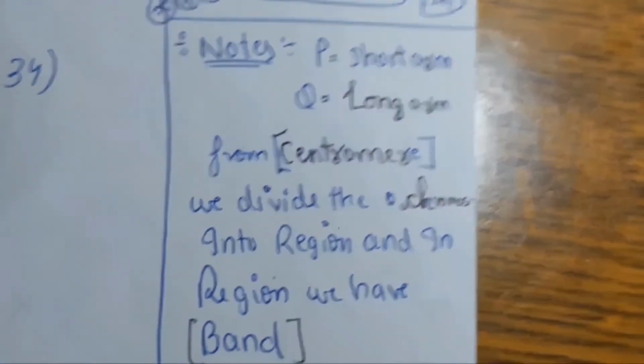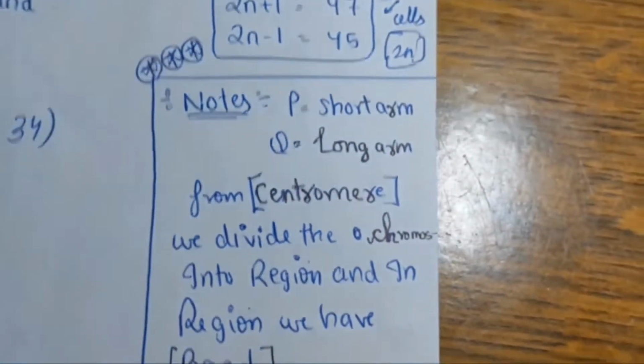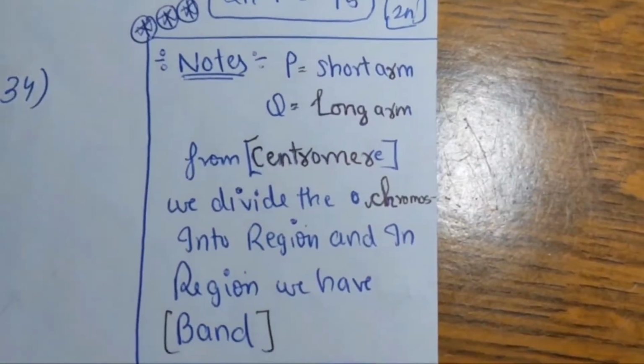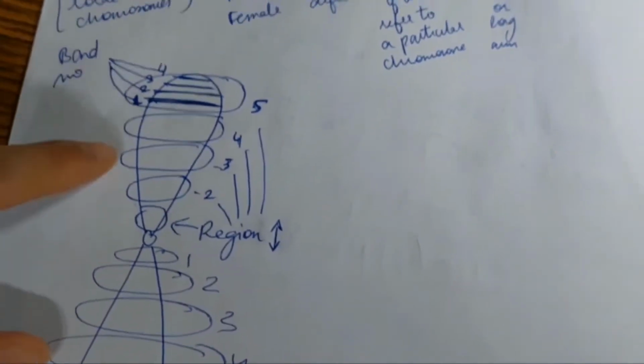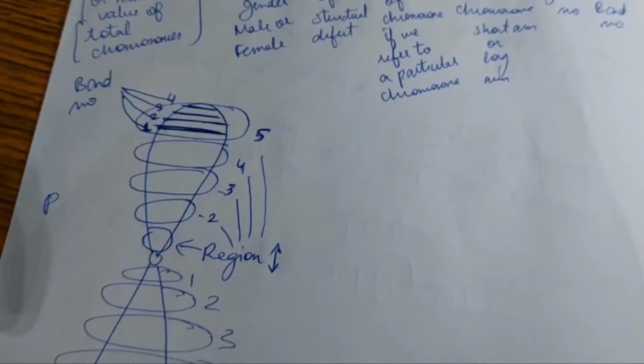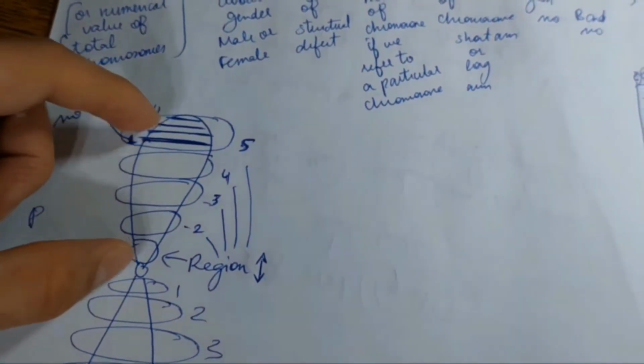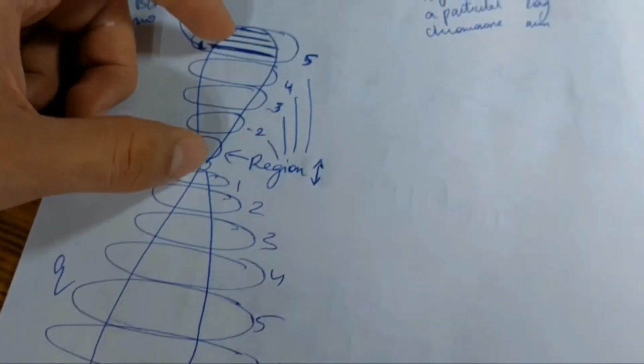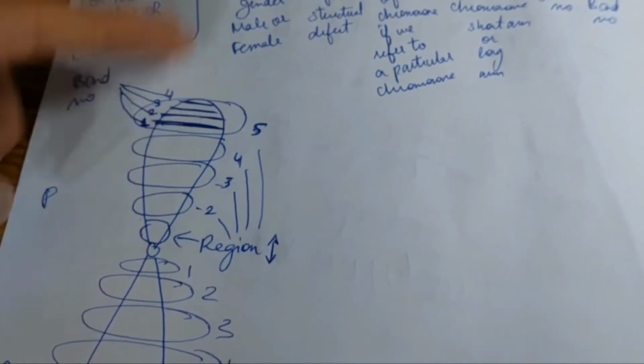For structural defects, we need to remember that P is the short arm and Q is the long arm, and we divide the arms into regions and bands, and the regions and bands start from the centromere towards the telomere.